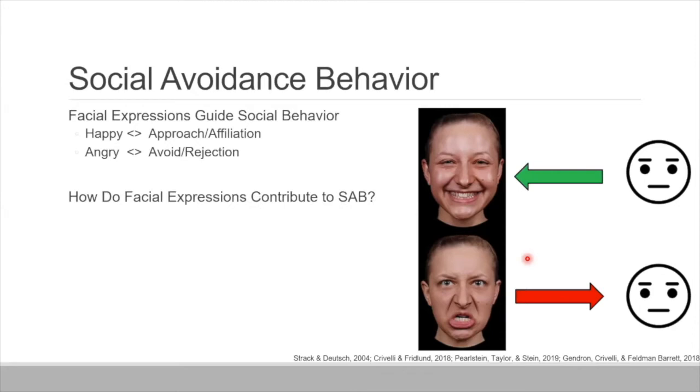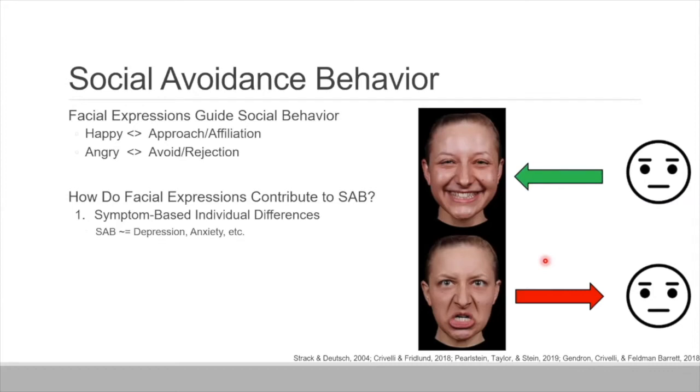And the question then becomes how do facial expressions or how we process those expressions contribute to social avoidance behavior? Some previous work has been done on individual differences in processing facial expressions, but a lot of the time it's symptom-based individual differences. So things like depressive symptoms, anxiety symptoms, and so on.